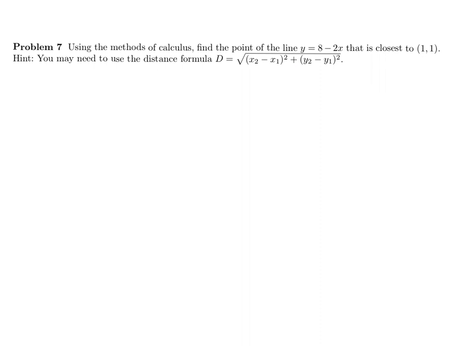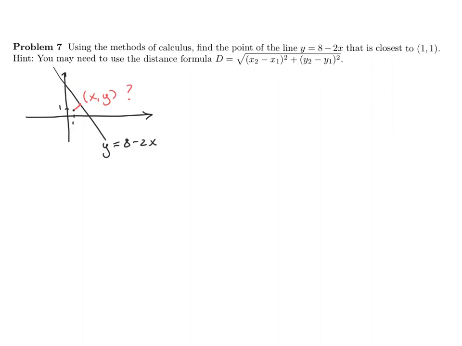Graphically, what we are doing is, if you look at the linear function 8 minus 2x, that's something like this. Here's y is equal to 8 minus 2x. And here's the point (1, 1). There has to be some point on this function that is closest to (1, 1). And the question is, what are the coordinates of that point? That's what we're trying to find.